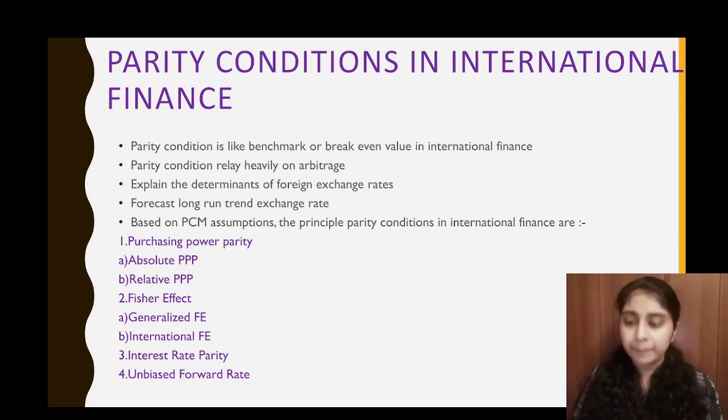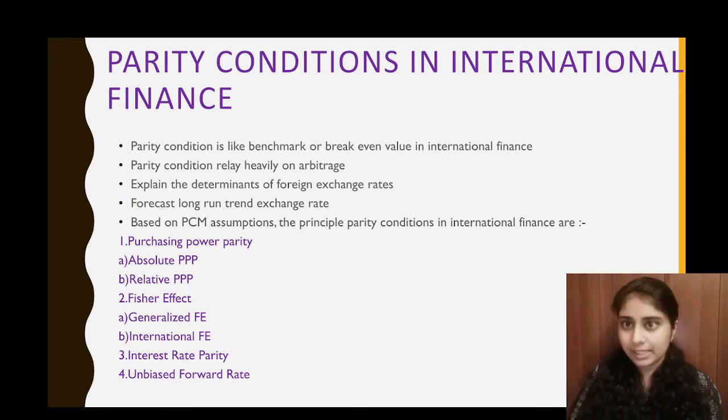Please check it out. So this parity condition relies heavily on arbitrage and it explains the determinants of foreign exchange rate. And this parity helps in forecasting the long run trend of exchange rate. Based on this PCM assumption, that is parity condition market assumption, the principal parity conditions in international finance can be classified into four.